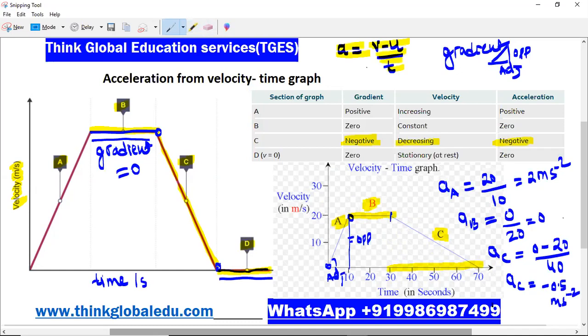So the acceleration in part C is negative. We can easily make this out from the graph also. If the graph is making an angle more than 90 degrees from the positive direction of the x-axis, then we can say that the gradient of the graph is negative. So acceleration would be negative.